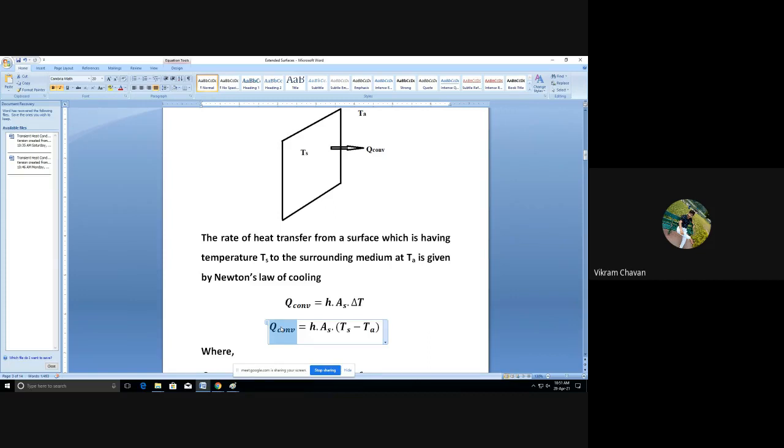And this heat transfer coefficient is not a property of a material. It depends on fluid properties. Which fluid properties? Density of the fluid, viscosity, dynamic viscosity, kinematic viscosity, specific heat, thermal conductivity, and the velocity of the fluid which is surrounding the surface.